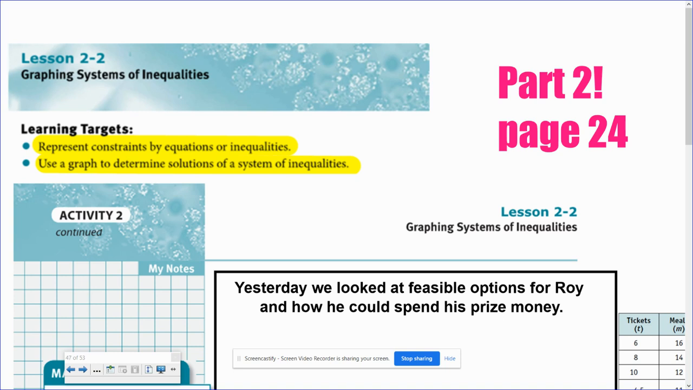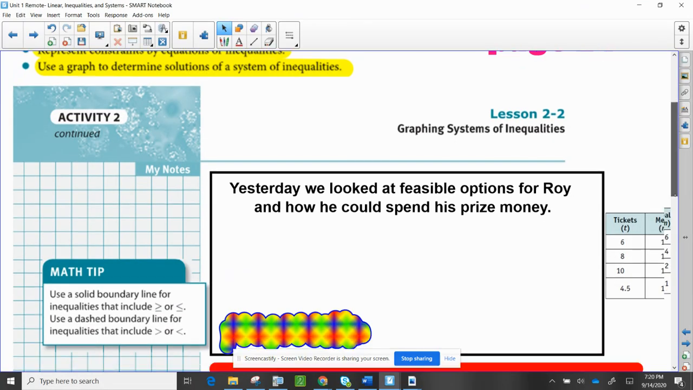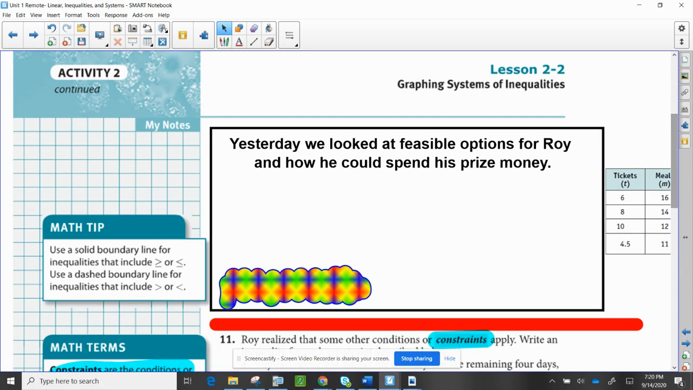Okay, so we're on page 24 in your book. So we're starting where we left off with our first video. So yesterday we looked at feasible options for Roy. And remember, something is feasible. It just means that it's possible for a given situation. Okay. So yesterday we were talking about different options for Roy to spend his prize money.